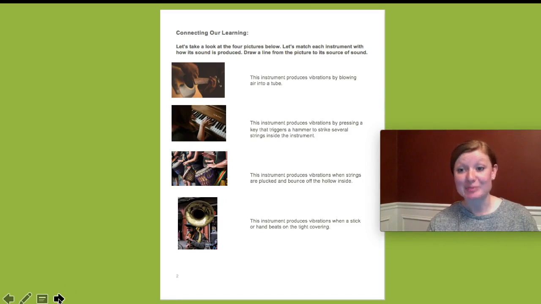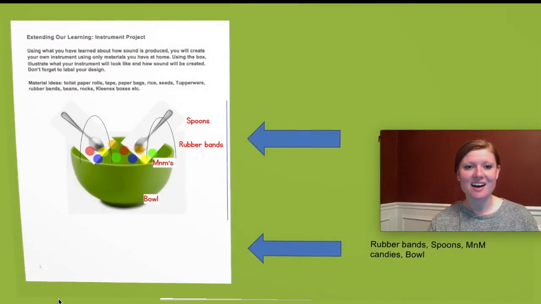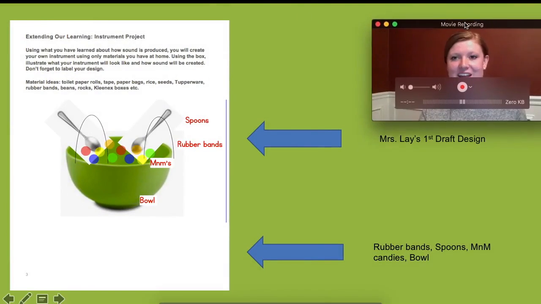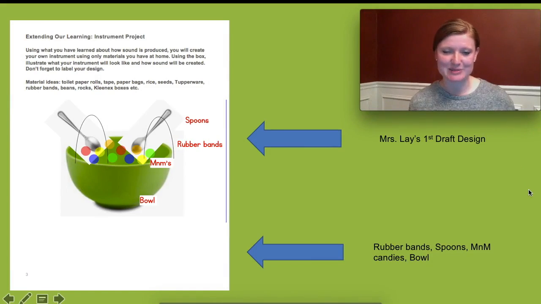Well, I'm glad that you asked, because the next part of our lesson together, the way that we're going to extend our learning, is by creating our very own instrument. I'm so excited about this. I've already created my own and I cannot wait to see yours. Don't forget to share that with our Twitter at KCS Science. I can't wait to see these.